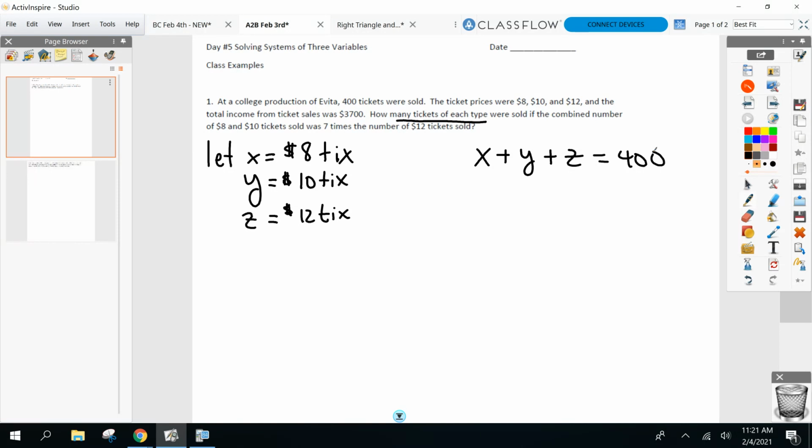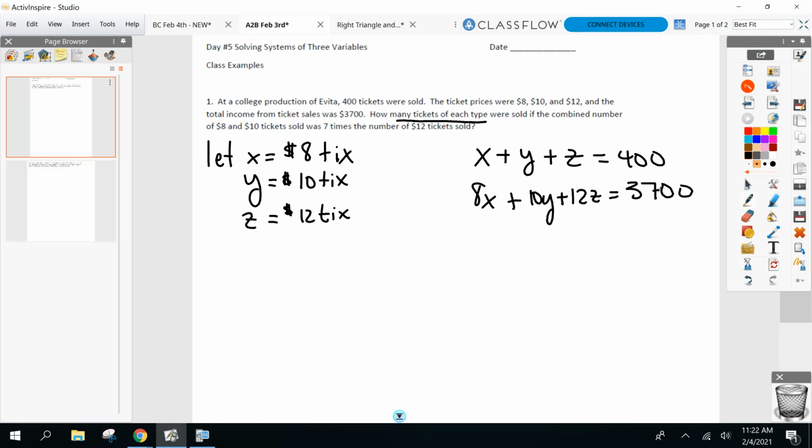Go ahead, Kian, go. 8x plus 10y plus 12z equals 3,700. There you go. Kian in class here is putting money with money. 8x, 10y, 12z. I made 3,700. Good work. Good work. All right, 2 down, 1 to go. Any issues with those 2?